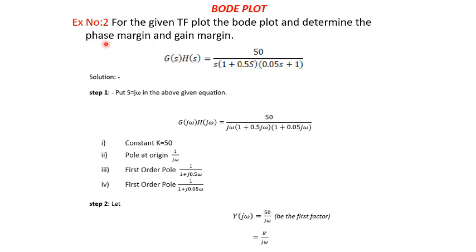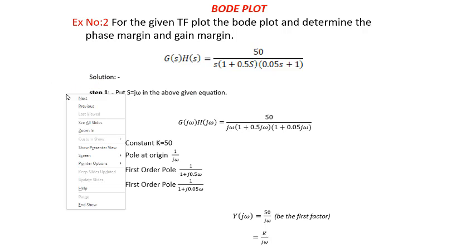Important thing here is to determine the phase margin and gain margin, and based on that we can give a comment on the stability of the system. How we give it in a polar plot, in a Nyquist plot, and in a root locus, like that we can give a comment on the stability of the system. Okay, the given open loop transfer function here is G(s)H(s) equal to 50 divided by s(1 + 0.5s)(1 + 0.05s).